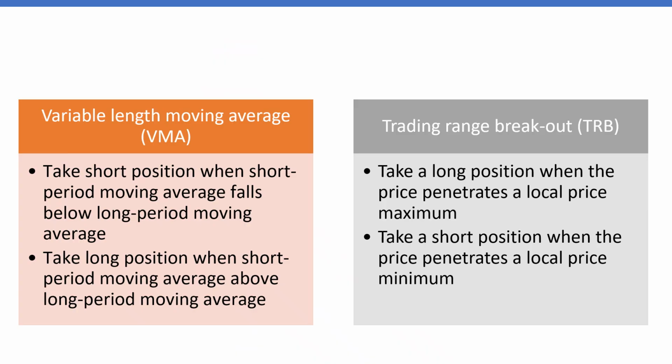A variable length moving average, or VMA strategy, recommends that an investor take a short position when a short period moving average falls below a long period moving average. If a short period moving average is above a long period moving average, then the advice is to take a long position. A VMA strategy has been observed to reveal recurring price patterns resulting in increased returns in a weak form market efficiency ecosystem.